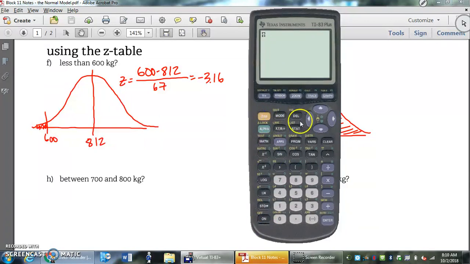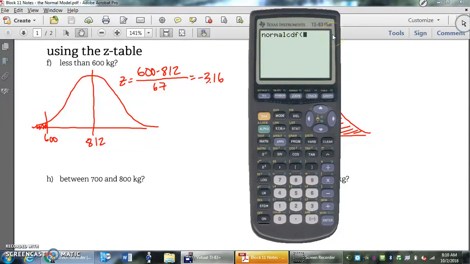So once I'm ready to find my proportion or my probability, instead of using the z-table, on my calculator I'm going to go to second and then vars. This vars button is right here, under the arrows. It says DISTR on top, which stands for distributions, which is what we're using it for. So second vars, and then we're going to go to the one that says normalcdf. We will never use PDF, ever. So normalcdf is the one we're going to use.